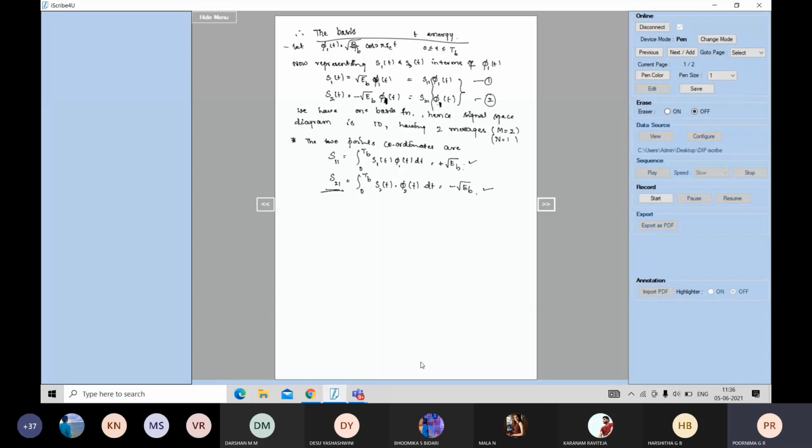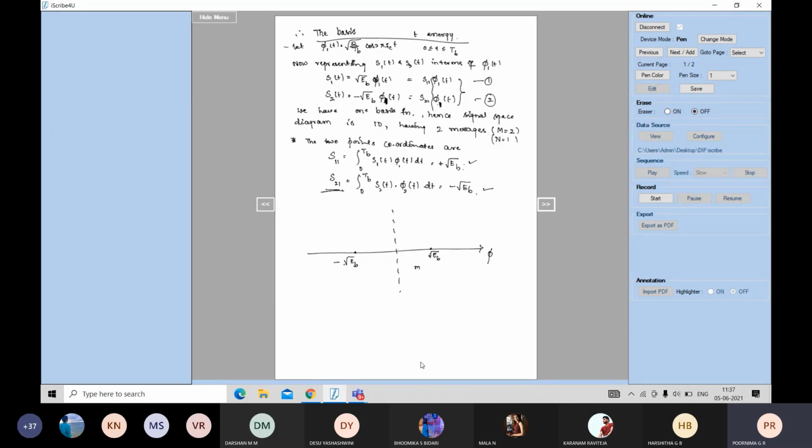So the signal space constellation diagram is as follows. We have only one basis function, phi 1 of t, with two message points: one at plus root EB and the other at minus root EB. One will be on the positive x-axis and the other on the negative x-axis.